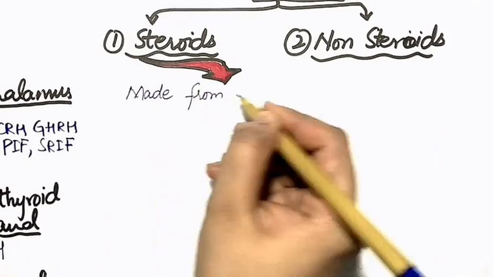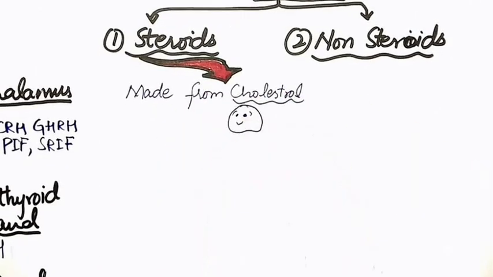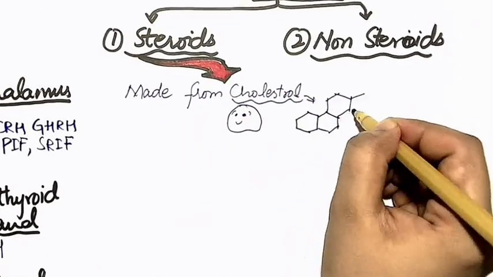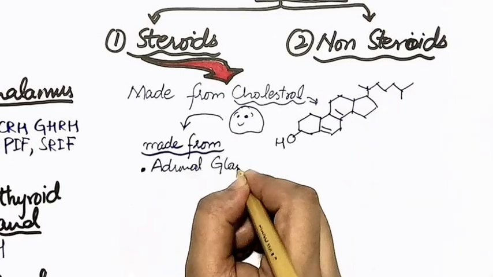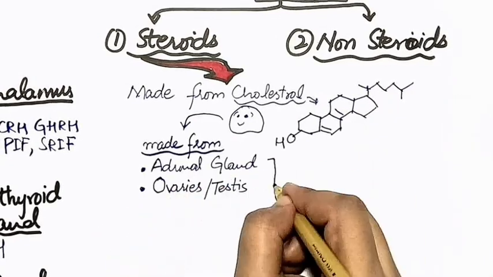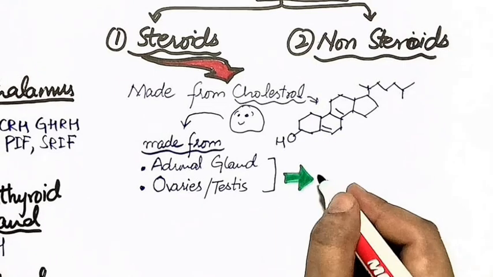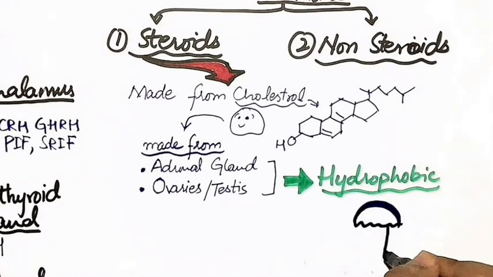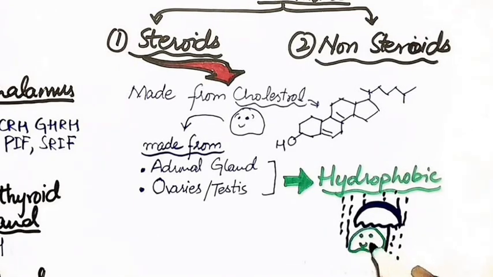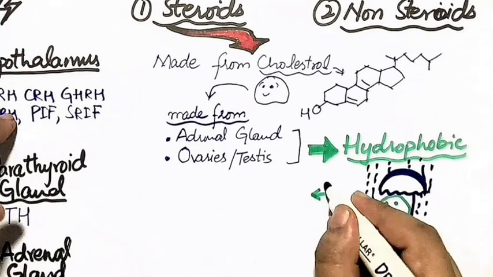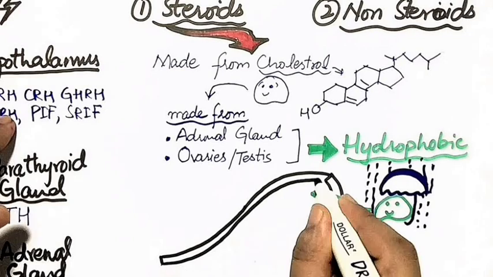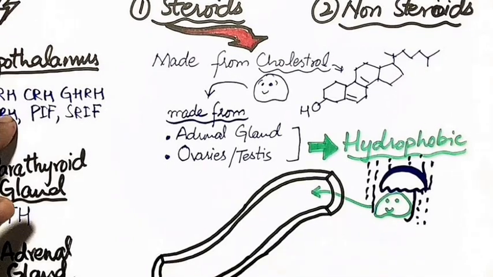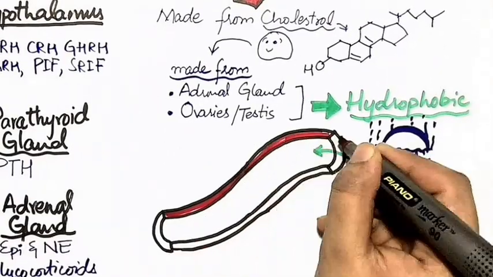The cholesterol molecule itself has a complex structure, as I have shown here, and steroid hormones are made in the adrenal gland, ovaries, and testes. Steroids are hydrophobic in nature, which means they hate water and cannot travel in water. So when they are transported in the blood, they need a transport medium to reach the target cell.